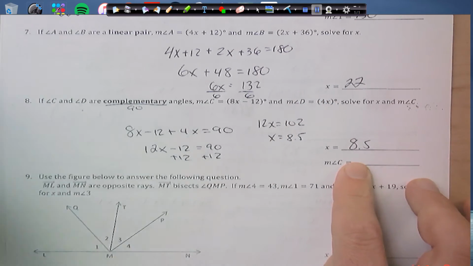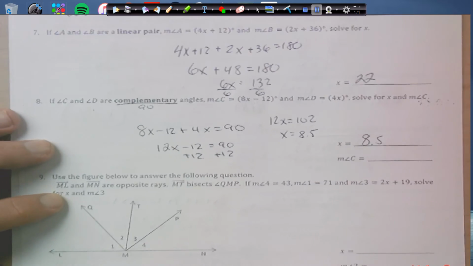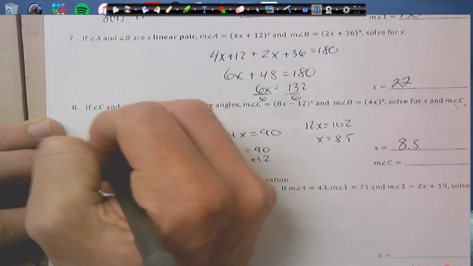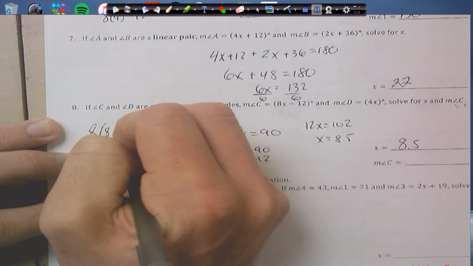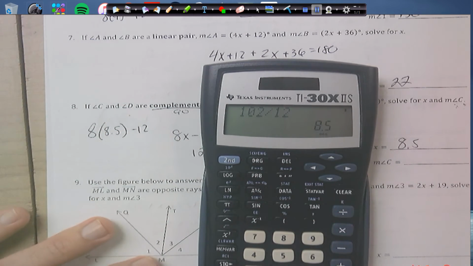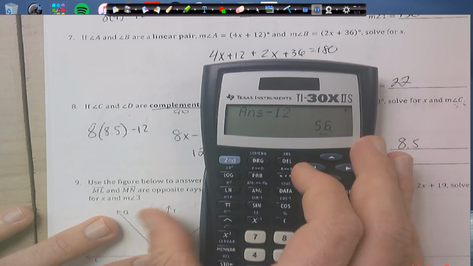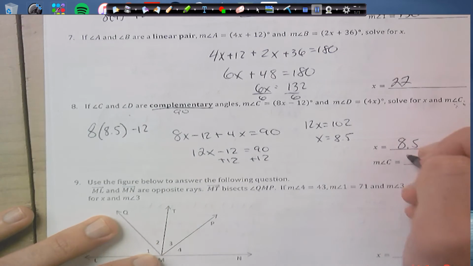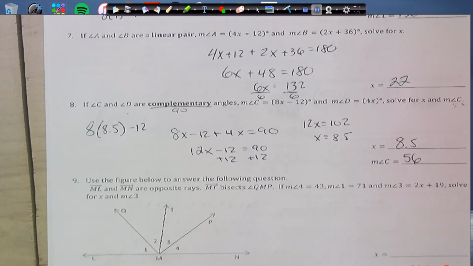And then we got to plug it back in to find c. So c is right here. 8 times 8.5 minus 12. 8 times 8.5 minus 12, and I get 56. Okay.